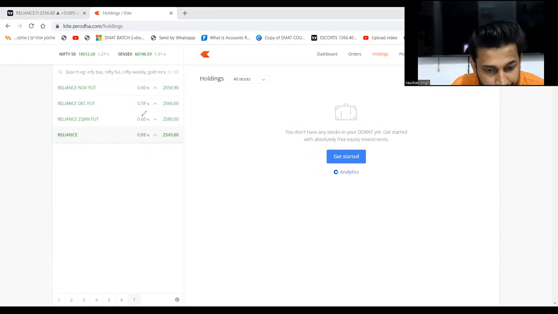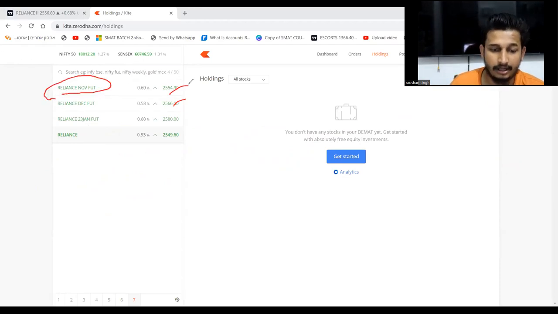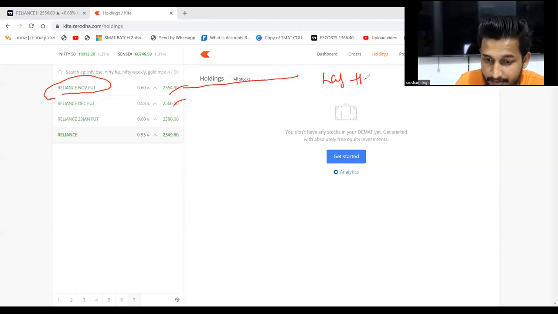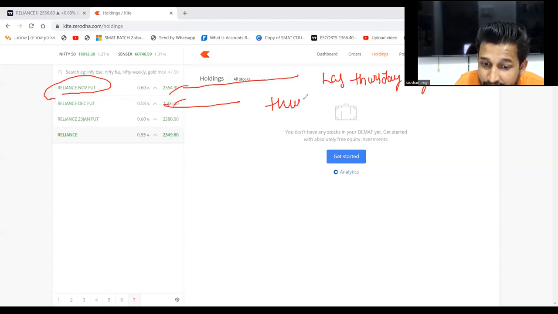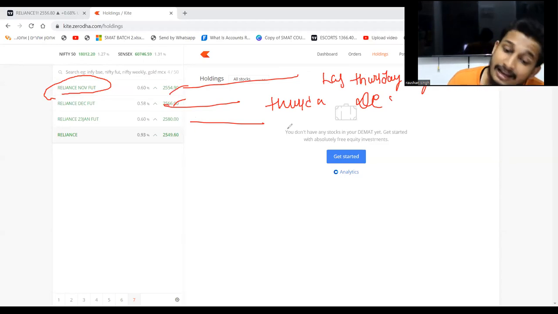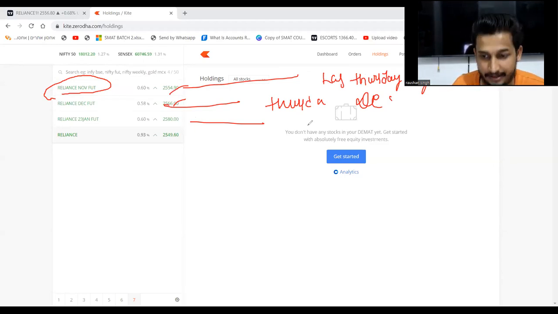The reason is that the far month future will have more value. All these futures have an agreement. This November month future is valid till the last Thursday of November. The December month future will be valid till the last Thursday of December, and the January one will be valid till the last Thursday of January. This means the contract is valid till the last Thursday of that month.